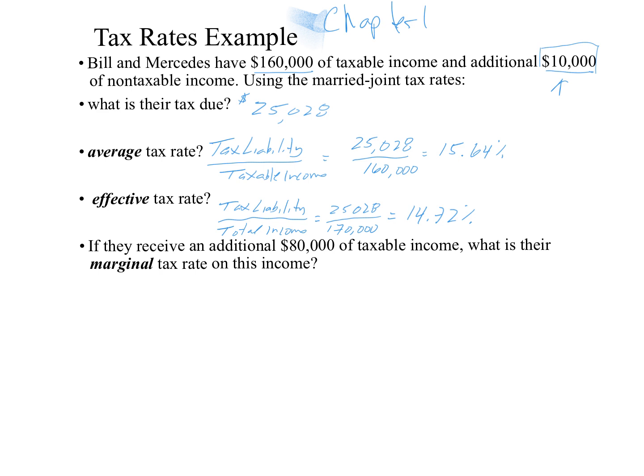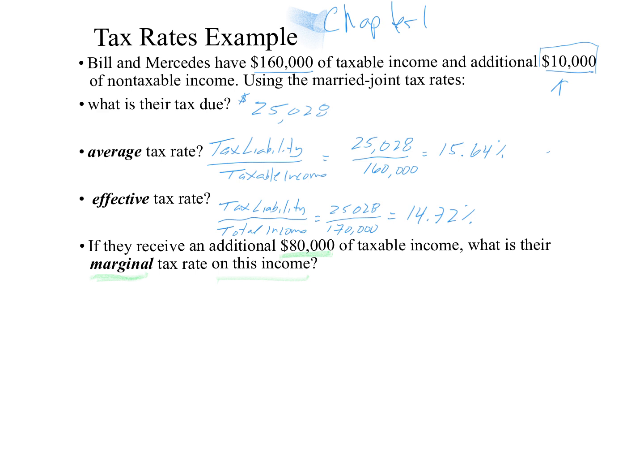Now, the last part of this problem asks us a different question. The last part of this problem asks us if they receive an additional $80,000 of taxable income, what is their marginal tax rate on this income? Okay, so that is a slightly different question. So in order to answer that question, we have to do a couple of things.